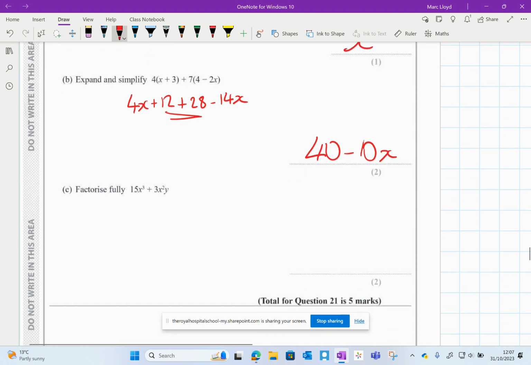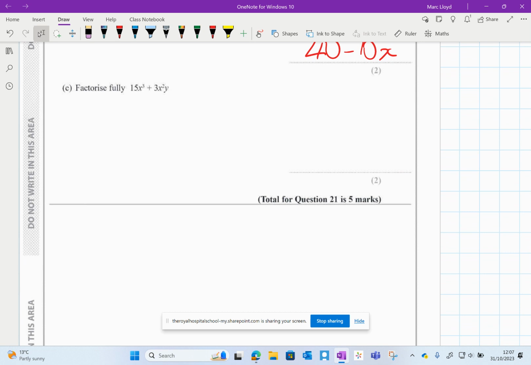Okay, factorize fully. So we need the HCF, highest common factor, of both of these two terms. Now, 15 and 3, we can divide both those numbers by 3. That's the highest number we can divide by. The x's, the lowest power is a 2, which means that the highest common factor will be x squared. Because if we divide x squared by x cubed, we get x to the negative 1. That's not the way we factorize.